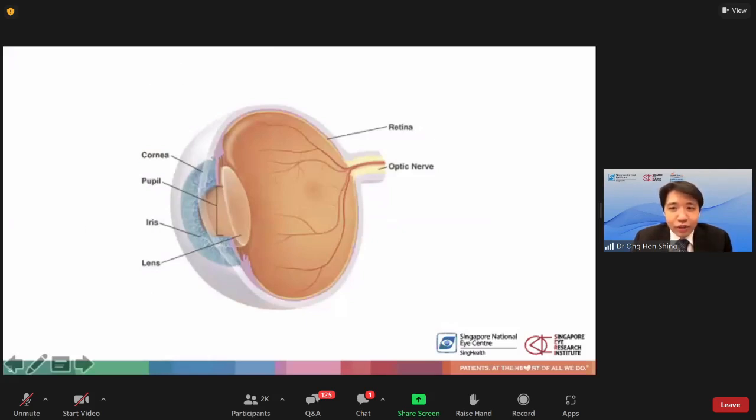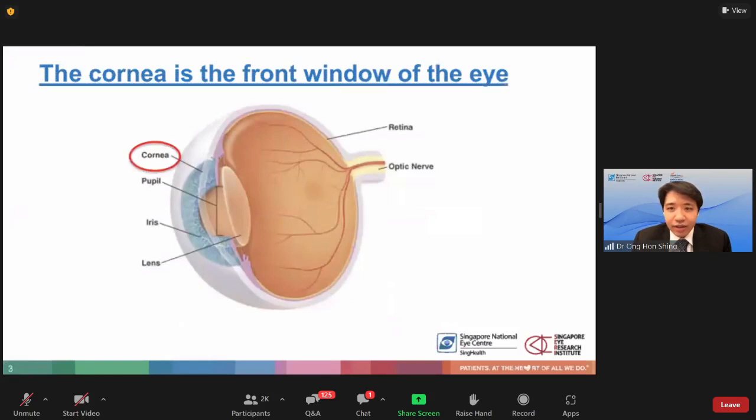A very important structure in the front of the eye is the cornea. The cornea is the front window of your eye. It's the clear, transparent, protective outer layer. Together with the sclera, which is the white of the eye, it serves as a protective barrier against dirt, germs, or other things that can cause damage to the inner structures of your eye. Your cornea can also act as a filter, filtering out some of the sun's harmful ultraviolet light.